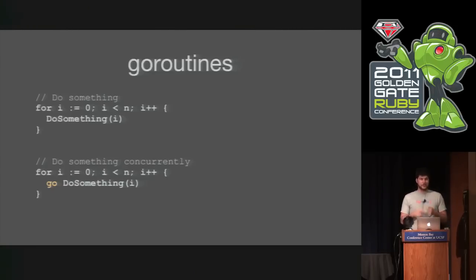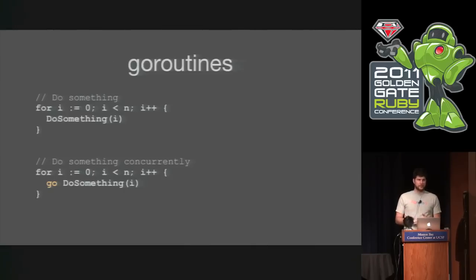There's a part of the runtime that actually schedules goroutines on top of a thread pool. So they're much less expensive than threads. Actually creating one doesn't take very much memory. It's not that expensive to start up, so you can have a lot more than you would with threads.